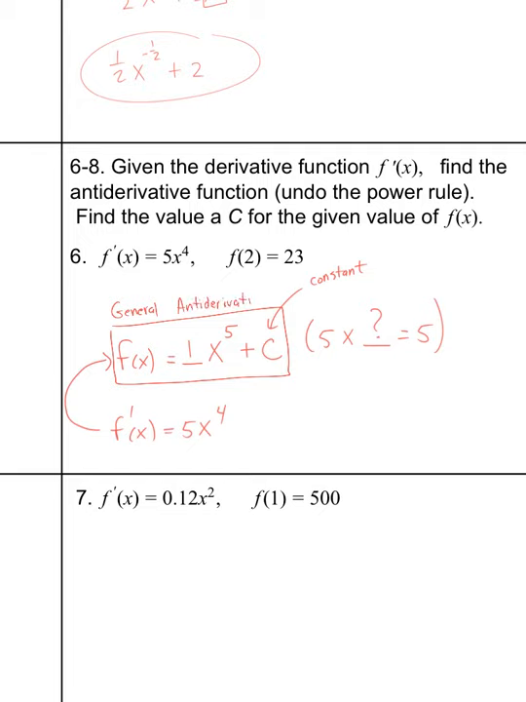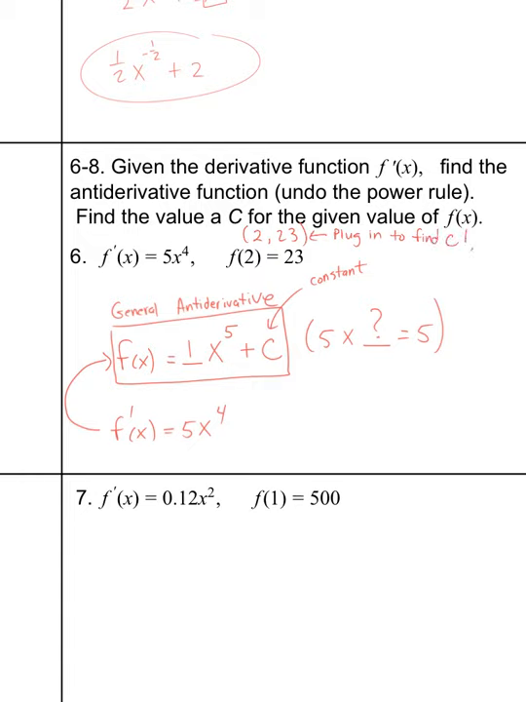Okay? Now, you're given a point right here. This point tells you that when you put in 2 for x, out comes 23. That allows us to find c. We plug this in to find c.